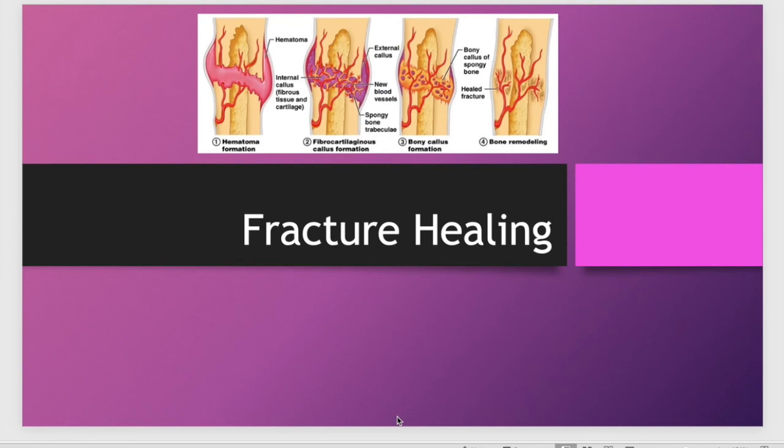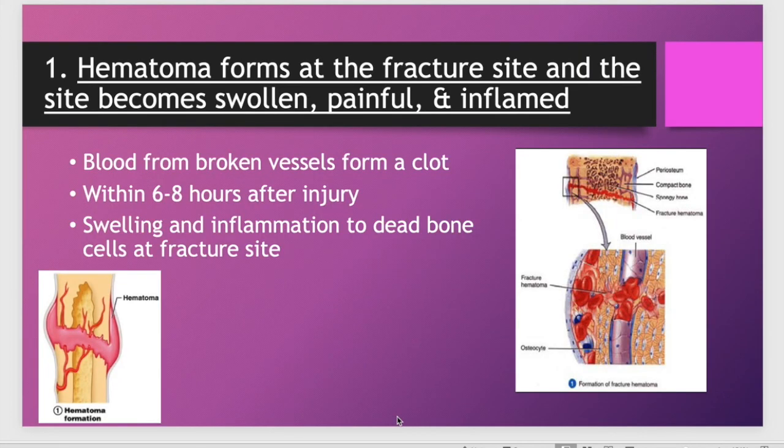For the fractures to heal, the first thing that's going to happen is that there's going to be a hematoma forming at the site of the fracture. The site's going to become swollen because blood vessels have been broken there. It's going to be very, very painful. There's going to be inflammation, just all that general swelling. And that's going to happen within 6 to 8 hours after the injury.